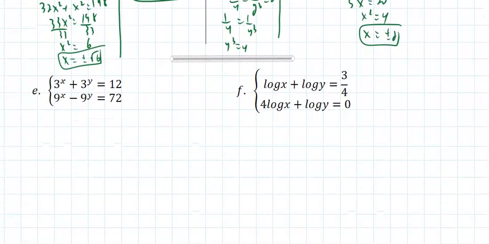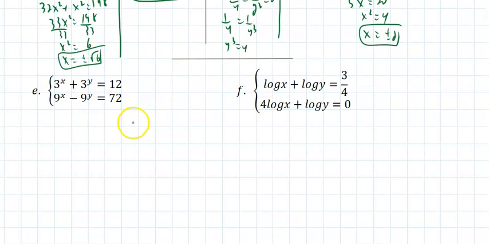2 more to go. If I glance at this, I notice this is very challenging. Well, what can I do? I could solve for 3 to the x or 3 to the y. Let's say 3 to the y equal 12 minus 3 to the x. I could take the bottom equation and say that's 9 to the x minus 9 is 3 squared to the y equals 72.